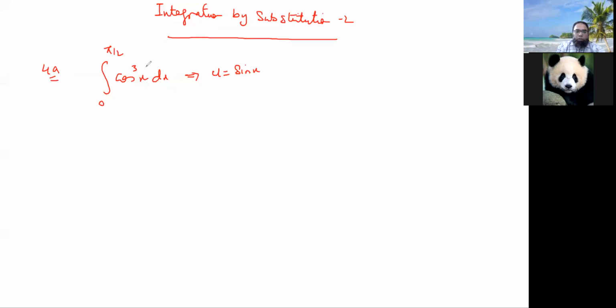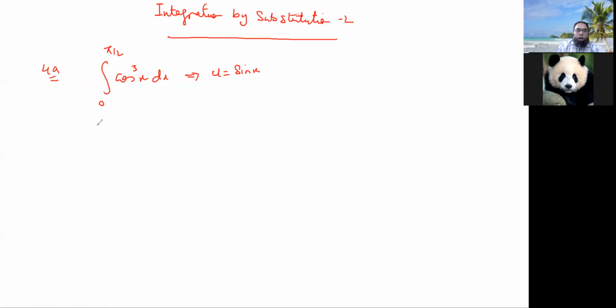So in this question, you have cos cube x. You must be knowing why we actually need to use the substitution, because if you look at this question, we cannot integrate this cos cube directly. Integration by substitution is basically a technique that helps us integrate those expressions that we cannot integrate with the normal techniques that we know.